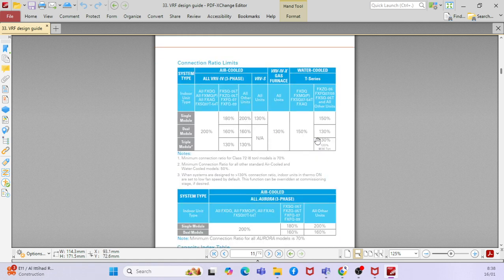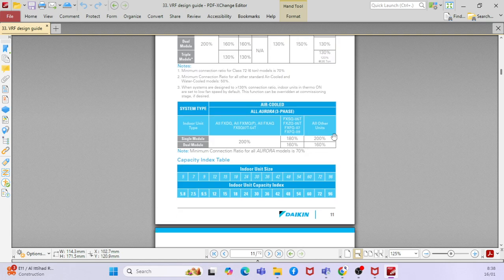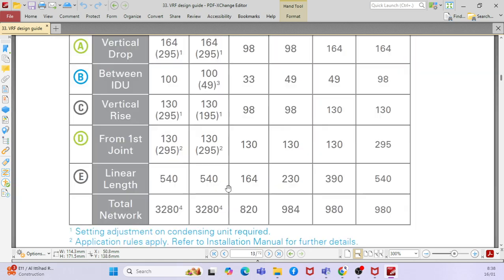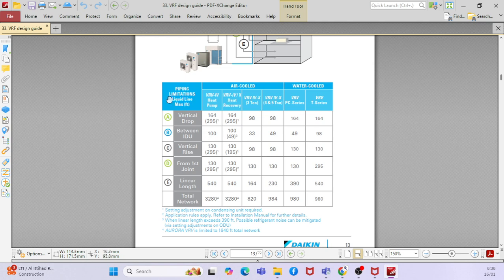You can see that there are some different capacities. This is the indoor unit sizing. You can see here there is a limitation. You can see the piping limitation as a vertical drop between IDU. IDU is nothing but indoor unit. From one indoor unit to another unit, you have a restriction.